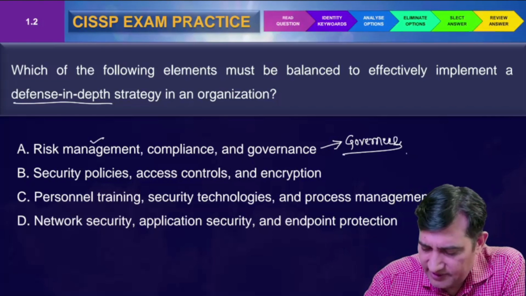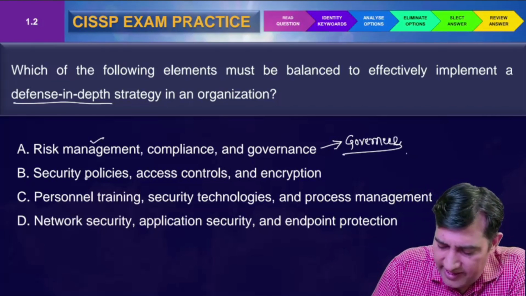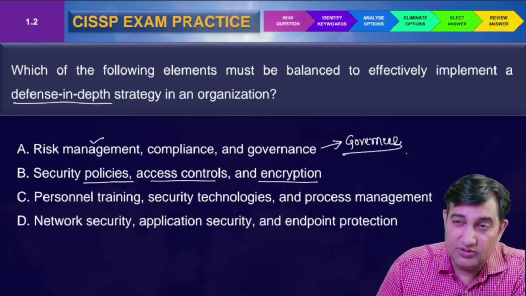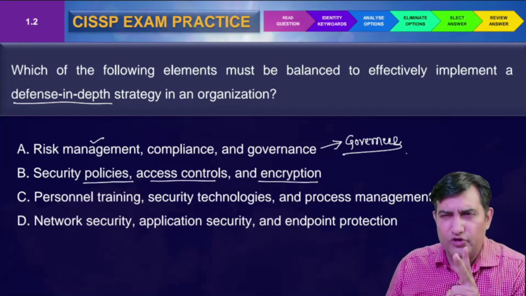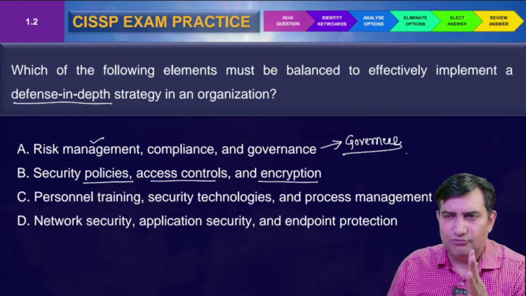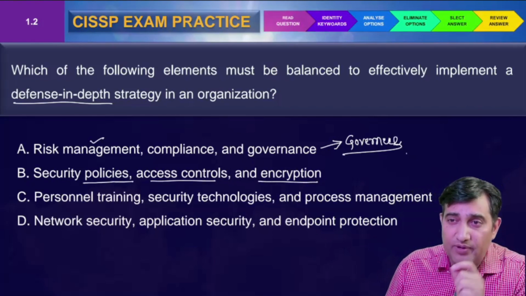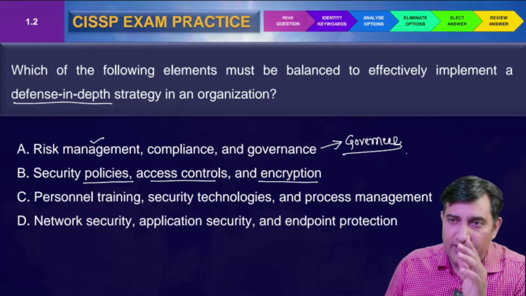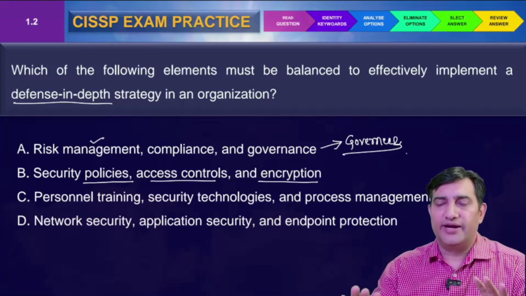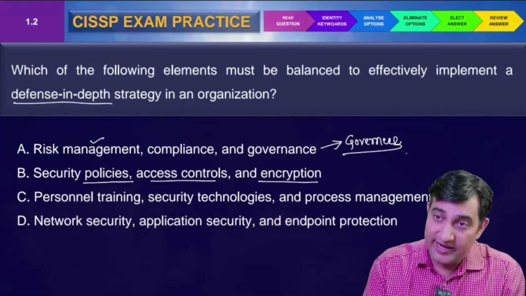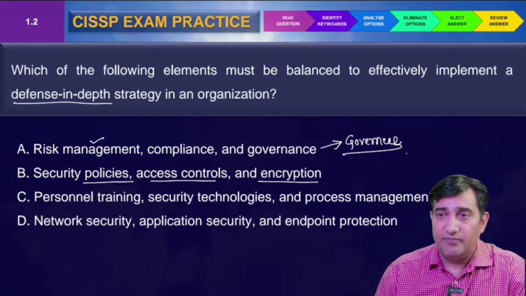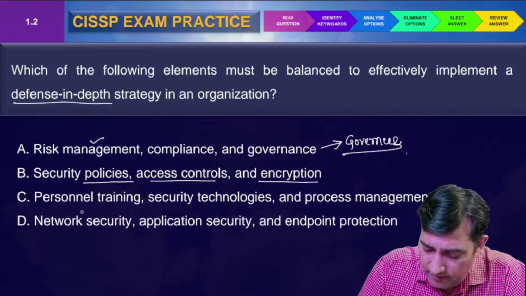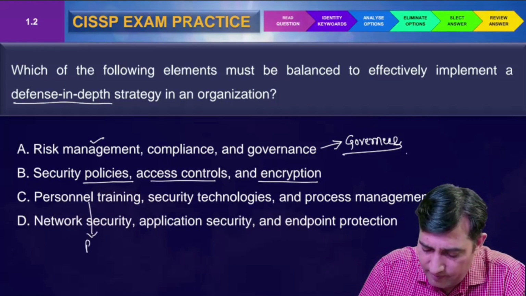The second option says security policies, which again hints towards security governance. Access control and encryption is more of a control. Are there only two controls in your defense in depth? No. It should be a mix of people, process, and technology. And that is what you see as option C. It is not about having technical controls all the time. There might be admin control or management control at the same time, and there might be some physical control also at the same time. So personnel training is more of a people control.